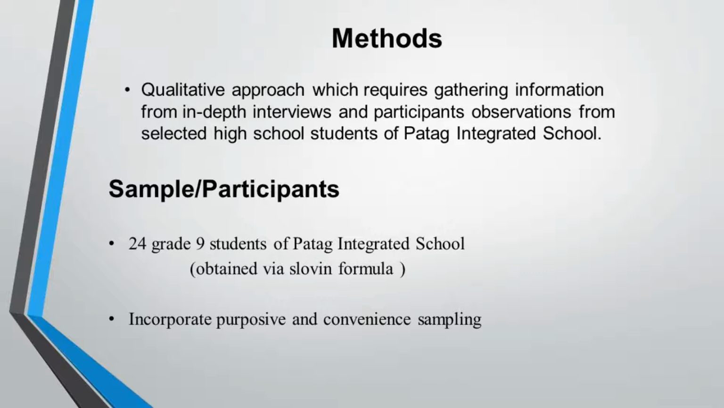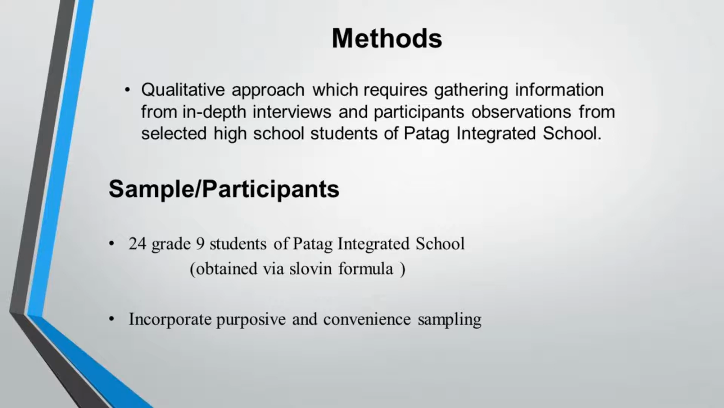The sampling is composed of 24 students which was derived using the Slovin formula based on an alpha level. So the total number of grade 9 students studying at Patag Integrated was 85, and a 0.05 margin of error was used to obtain the sample because it was the safest level of error. Taking a sample for this study would solve the problem and would not eat up all the resources.